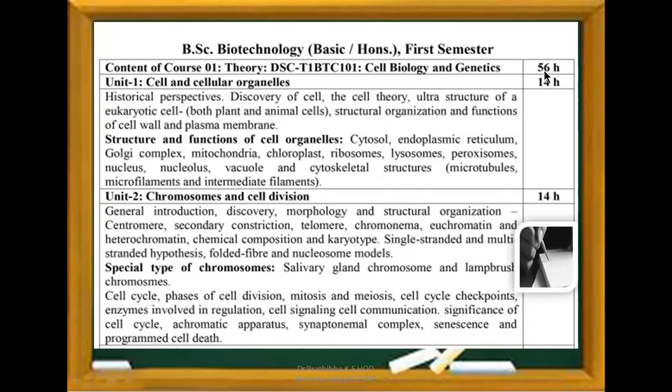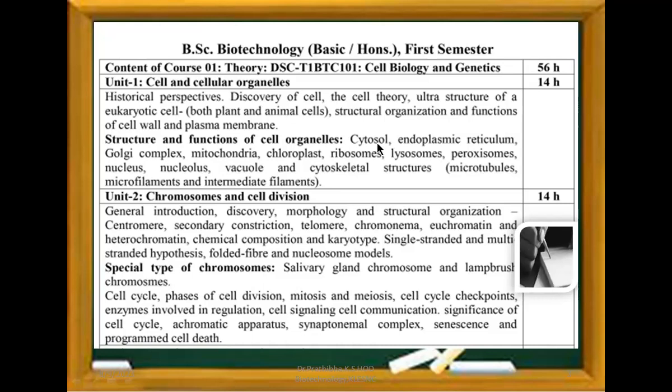Total 56 hours. Unit 1: Cell and Cellular Organelles. Here you need to study historical perspectives, discovery of the cell, the cell theory, ultrastructure of the eukaryotic cell, both plant and animal cells, structural organization and functions of the cell wall and plasma membrane. Then structure and functions of cell organelles.